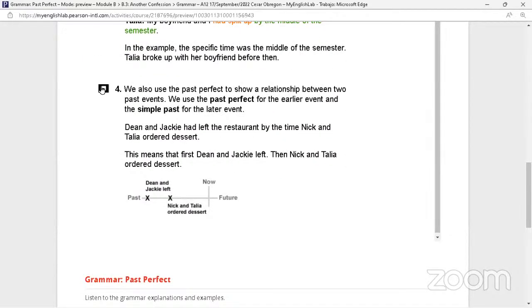We also use the past perfect to show a relationship between two past events. We use the past perfect for the earlier event and the simple past for the later event. Dean and Jackie had left the restaurant by the time Nick and Talia ordered dessert. This means that first Dean and Jackie left. Then Nick and Talia ordered dessert.